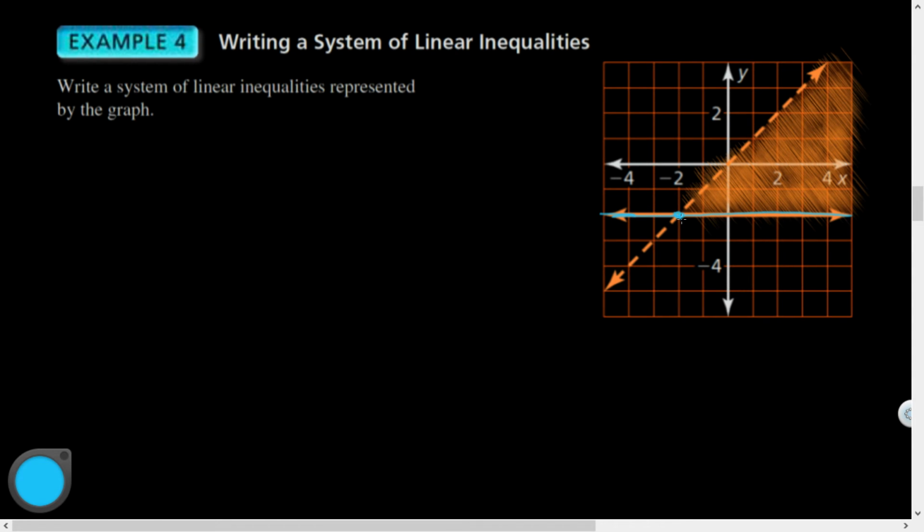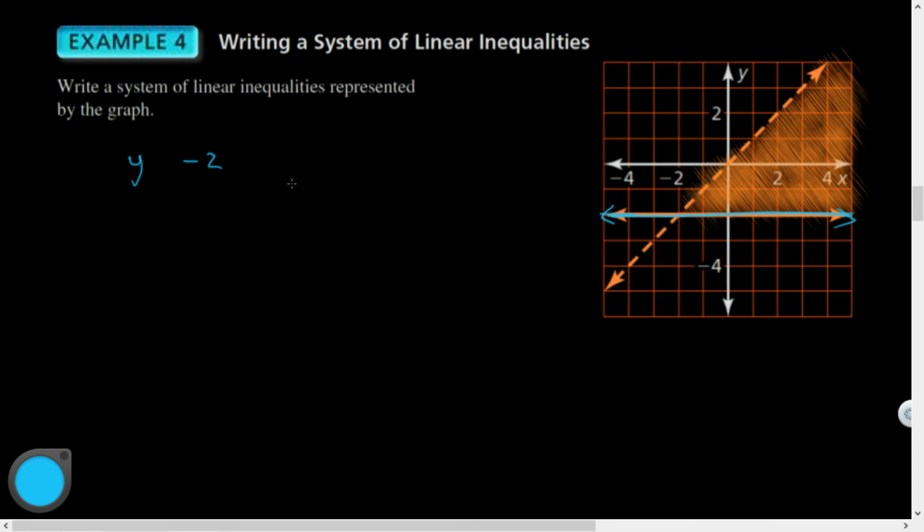Oh, you're looking at this point? I actually don't need to know that point in order to write the system of linear inequalities, but that is an interesting point. If I want to write the equation of this blue line, it's a horizontal line, so it's going to be y compared to some number. And what number should I compare y to? Well, where is it crossing the y-axis? -2. So it's going to be y related to -2.